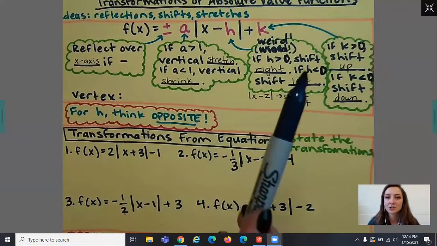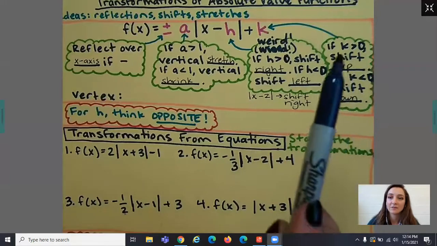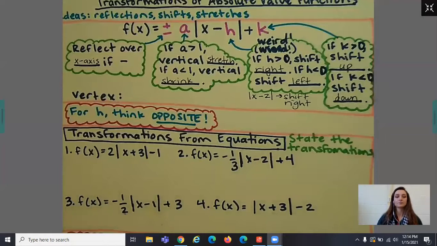But if it's greater than 1, shift right. If it's less than 1, shift left. Same thing here. This is up and down. If it's greater than 0, shift up. If it's less than 0, shift down.